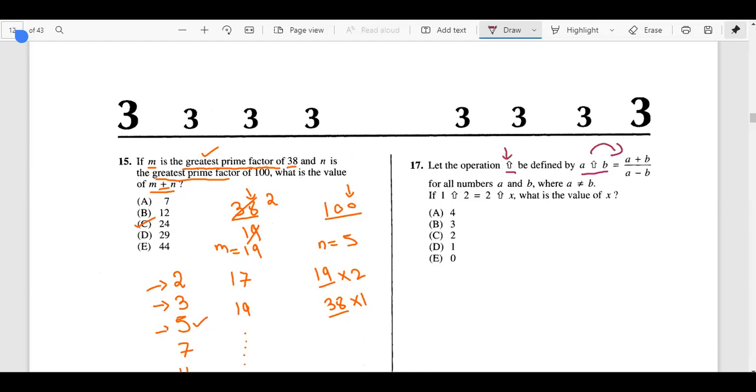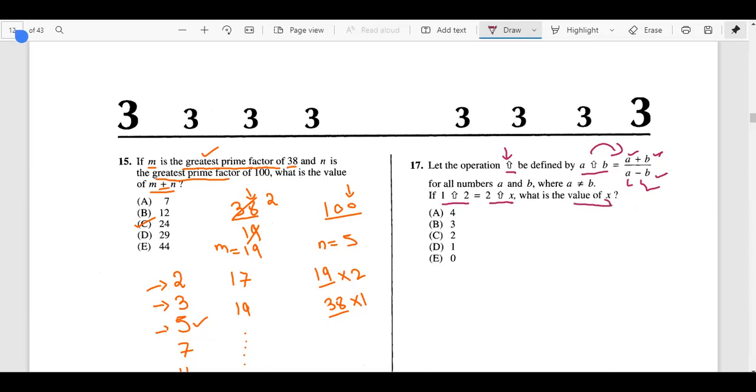If you have A arrow B, you have two numbers with an arrow between them. This is how you do it: you write the first number, plus, the second number, then the first number, minus sign, and B. This is how you define this operation. They have defined it for you, and you have many operations of this type, and they vary from question to question. Whenever you are asked something of this sort, they define the operation. A is not equal to B, obviously, because then we would have 0 in the denominator. If 1 arrow 2 equals 2 arrow x, what is the value of x?